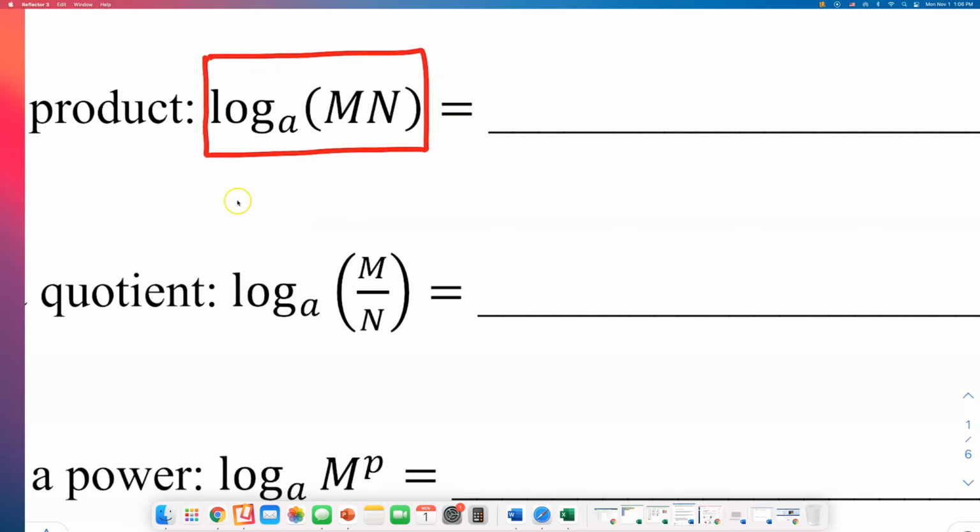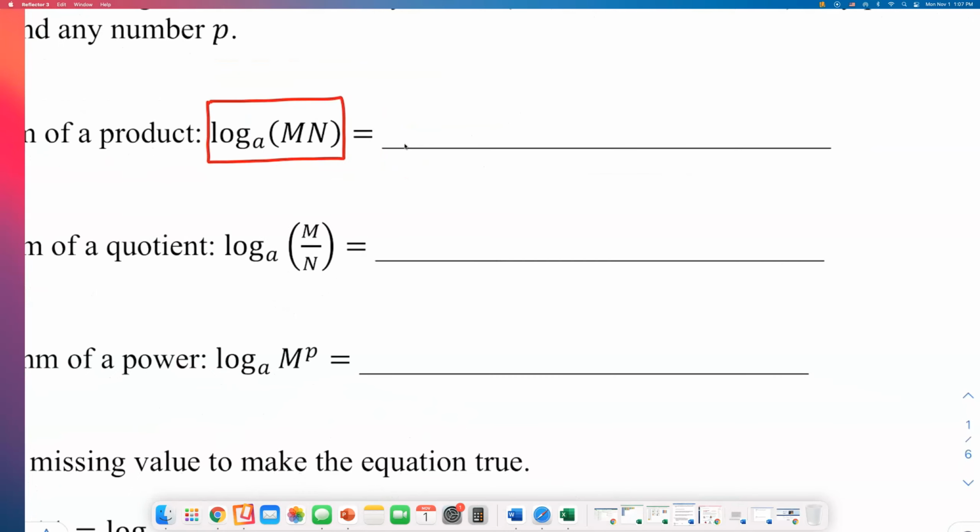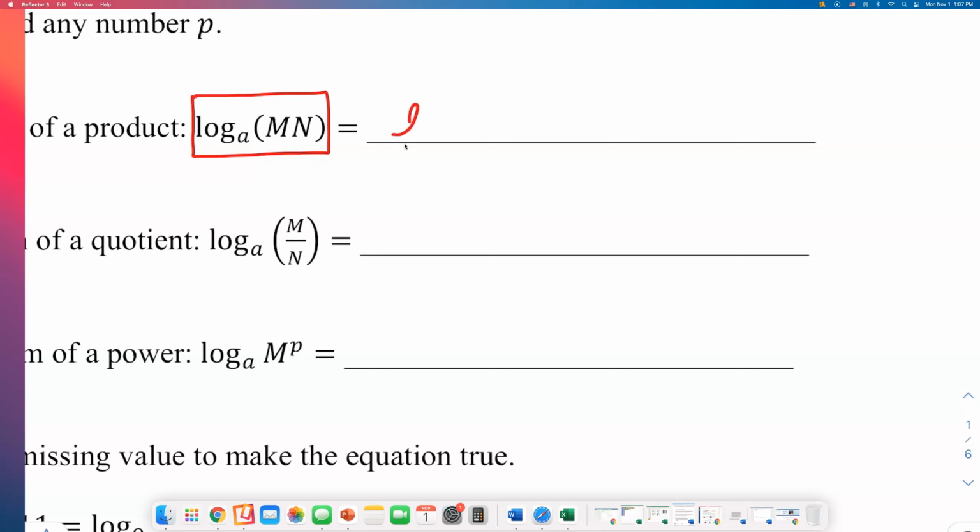When you have a product as the log argument, m times n, we can separate this single log expression into two separate logs of the same base. So what I can write this as is log base a of m plus log base a of n.